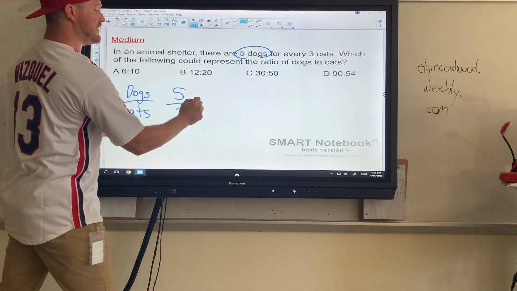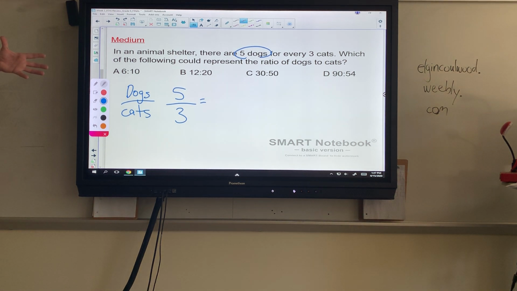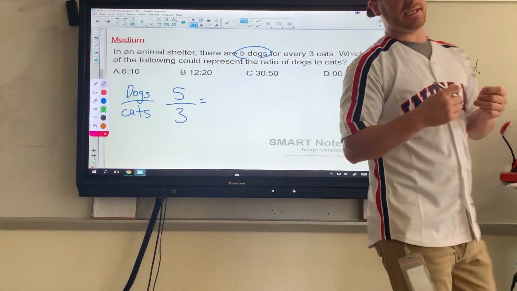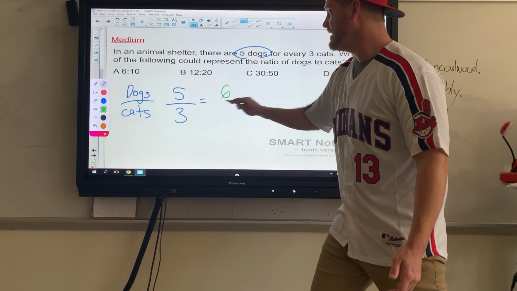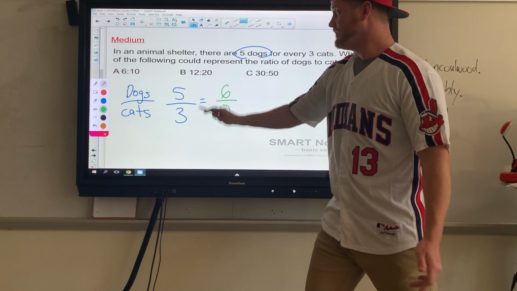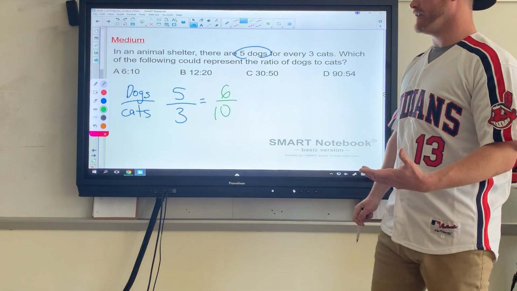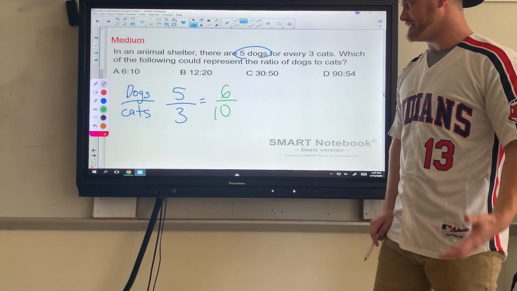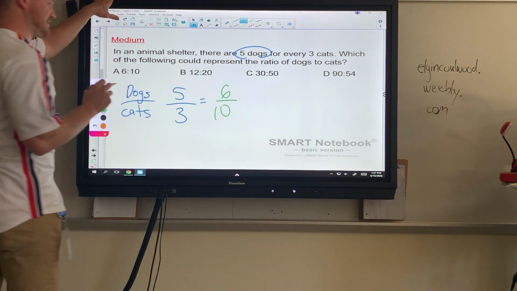It says which of the following could represent the ratio of dogs to cats. Basically looking for an equivalent ratio here. So what we can do is just plug in all A, B, C, and D into equivalent fractions. Number 1 says 6 to 10. Well, if you look at my original ratio, 5 is greater than 3, so that means the numerator has always got to be greater than the denominator. 6 is not greater than 10. 5 doesn't go to 6 evenly. This one doesn't make sense at all. The answer cannot be A.